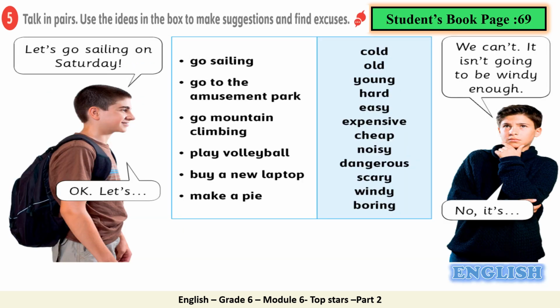Now, dear students, let's move to student book, page 69. We have exercise number 5. Talk in pairs. Use the ideas in the books to make suggestions and find excuses. Okay, so suggestions when you suggest doing something. Excuses if you don't want to go.